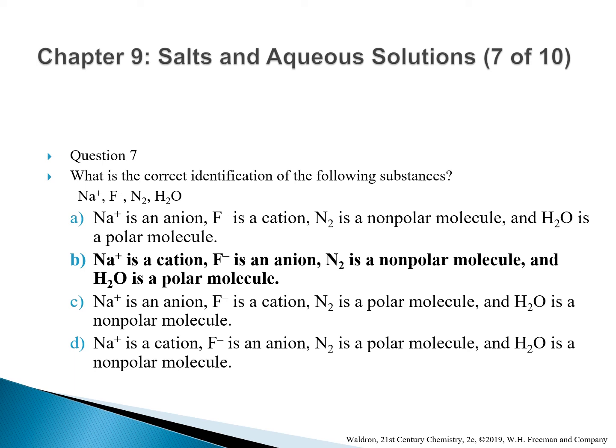Sodium ion is a cation. Fluoride ion is an anion. Nitrogen is a nonpolar molecule and water is a polar molecule. Recall that cation is a positively charged ion and anion is negatively charged ion. Therefore, sodium plus is a cation and F minus is an anion. That limits your answer to choice B and D. And we also learned that water is a polar molecule from chapter 8. So that further narrowed down to choice B.